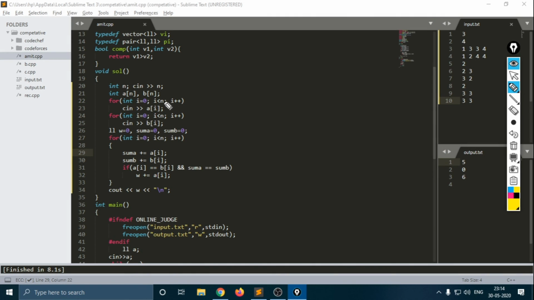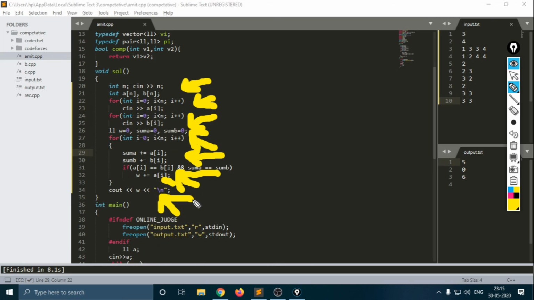So now let's look at the code. So first I have taken the values. Here I have initialized the arrays. Here I have taken the values. Now here I have initialized the two variables, sum of A and sum of B, and the answer. Here I have added the distance traveled by A and distance traveled by B into the variables. Now I have checked that if A[i] equals B[i], meaning the speed is the same and the distance traveled is also the same, then I have added it to the answer and then I have printed the answer.